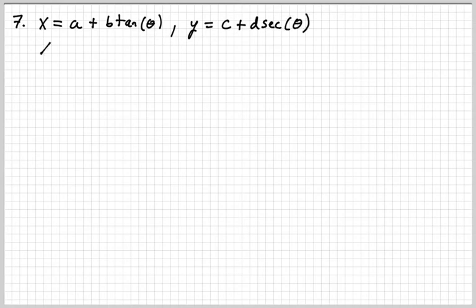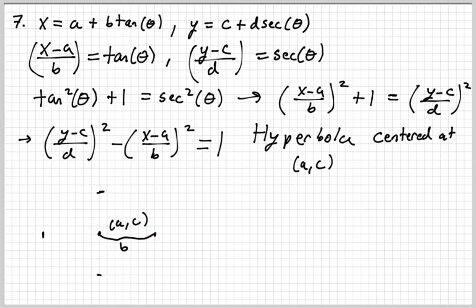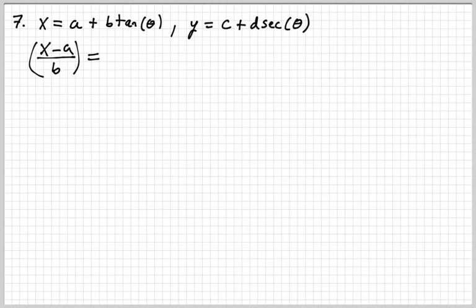So x is equal to a plus b tangent of theta, and y is equal to c plus d secant of theta. Again, we'll make the assumption that, I hit the wrong button there. Okay, we're going to make the assumption that b and d are greater than 0.